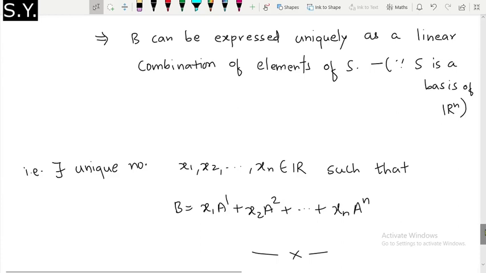So in the next class we are going to see a very interesting theorem that is called Cramer's rule. So thank you.